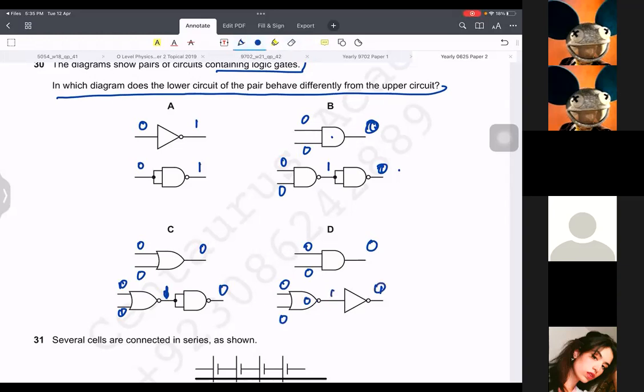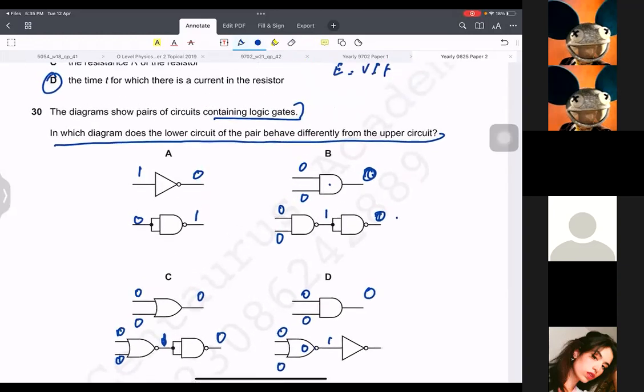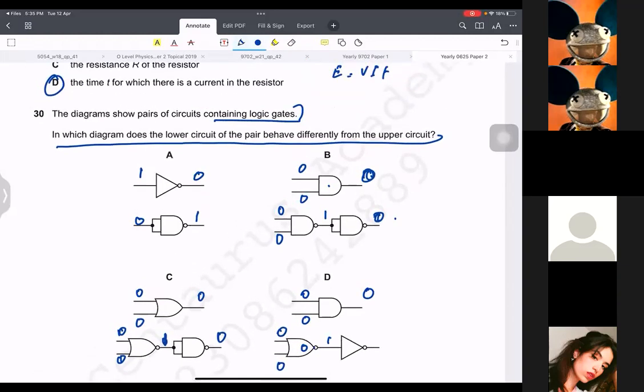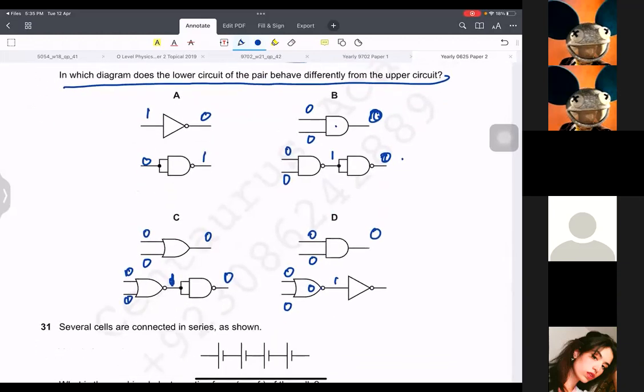This also gives the same answer. Okay, there has to be some difference in the diagram between the lower pair and the upper. Now I'm going to test it out with 1, 0. This will be 0. This will be 1. There has to be some other thing. In which diagram does the lower circuit of the pair behave differently from the upper circuit?